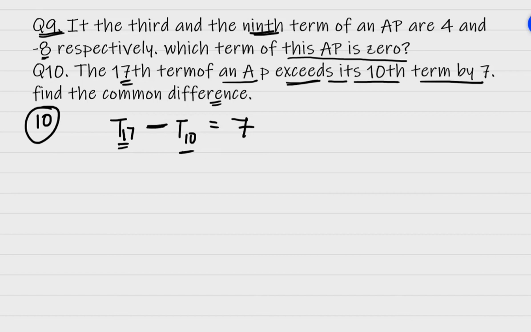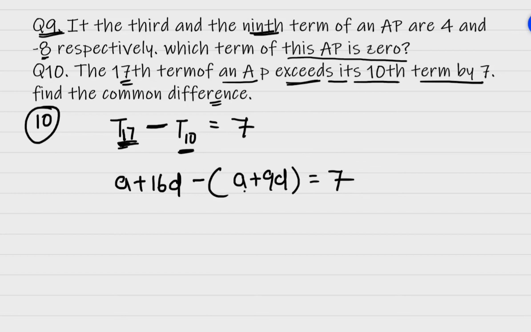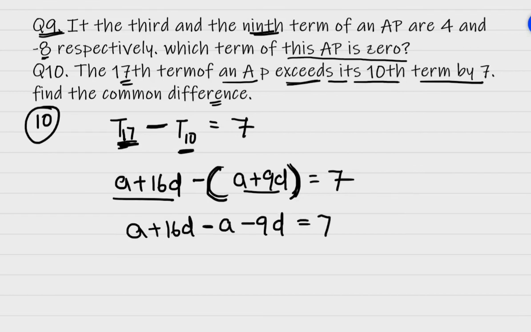Now see, the 17th term is A plus 16D, isn't it? This is A plus 16D minus, and this is A plus 9D. And that is equal to 7. See, this is the 10th term. The 10th term is A plus 9D and the 17th term is A plus 16D. Since this is a term, I am putting a bracket. Now see, A plus 16D minus A minus 9D will be equal to 7.